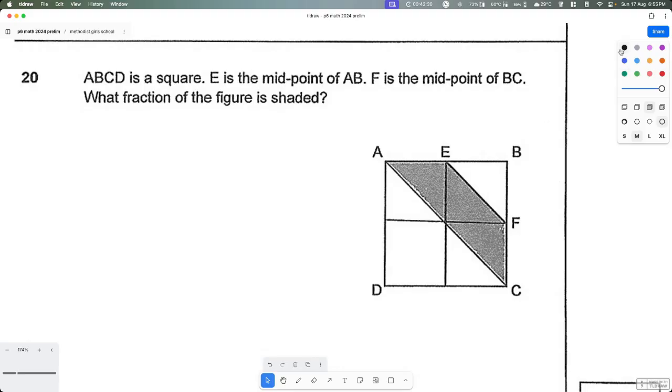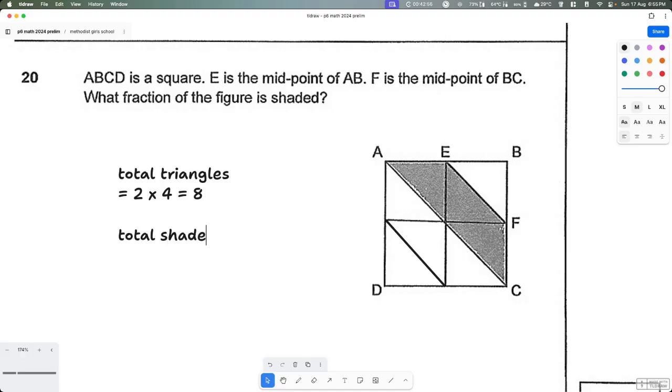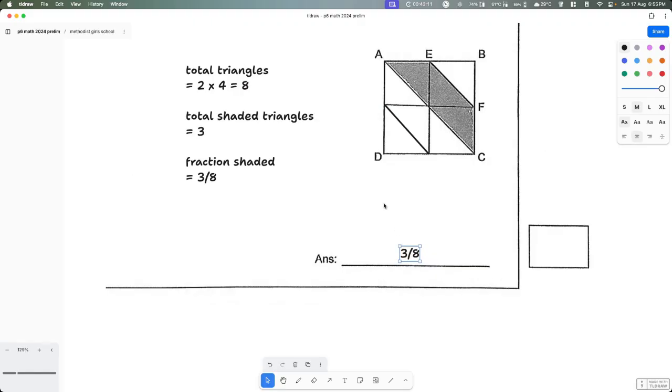ABCD is a square. E is the midpoint of AB. F is the midpoint of BC. What fraction of the figure is shaded? Okay, so we can just draw another line in the middle, as always over here. So total number of triangles is equal to 2 times 4, which is 8. Total shaded triangles is equal to 3. So the fraction shaded is basically 3 out of 8. There you go, that's the answer. Alrighty, let's move on to the next question.